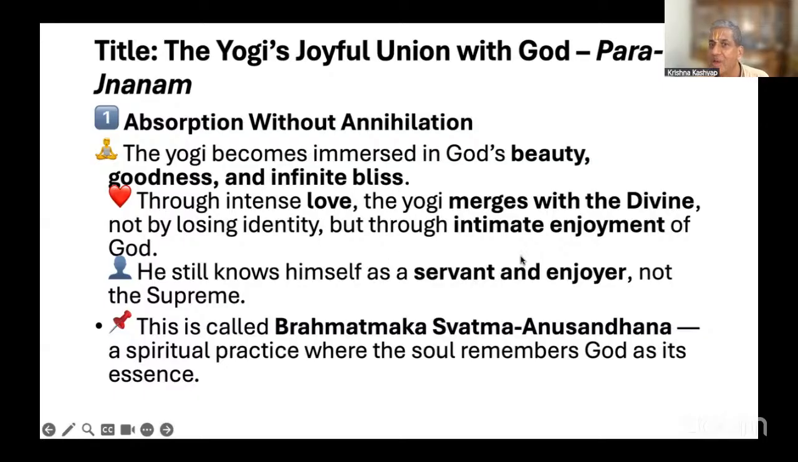This happens only when people really experience something close to this. Then they will know, oh, this can happen. This is called Brahmatmaka Swatma Anusandhana, a spiritual practice where the soul remembers, the Jīvātman remembers God as its own self. That is, the Jīvātma's own self, the inner controller, is God. Swatmanusandhana means the person experiences that the self is being powered by Brahman from within. That is Parajñānam.